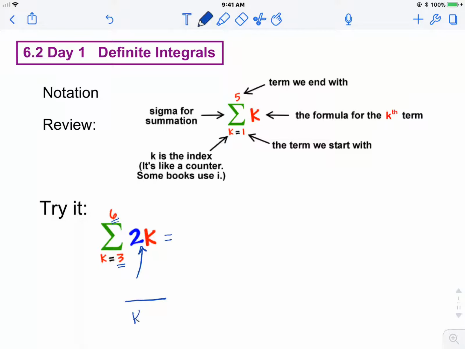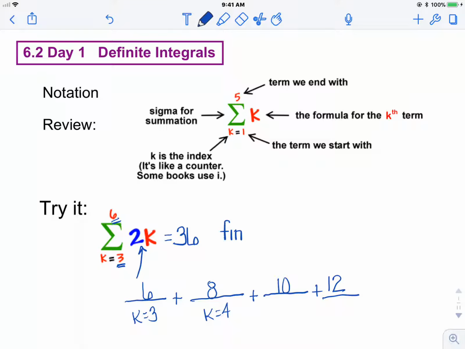When k is 3, the value of that sequence is 6. Then we'd add the next value, when k is 4, which according to that function would be 8. When k is 5, we'd get 10. And finally, that last value, when k is 6, we'd get 12. If we added up every single one of those values for the different terms from 3 until 6, the sum here would be 36. And this would be called a finite sum.